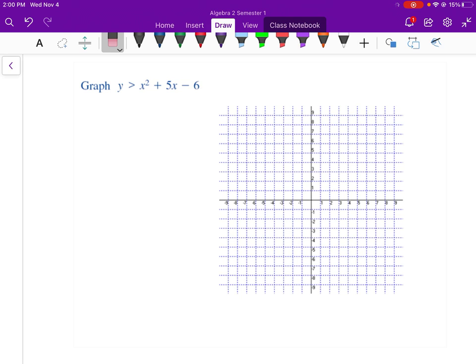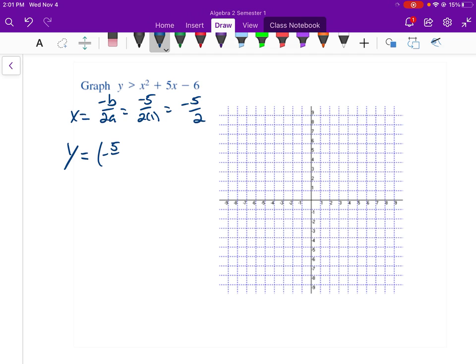So for the first one, we have a quadratic that is in standard form. So the first thing we need to do is find the vertex. Again, to find the x-coordinate in standard form for the vertex, negative b over 2a. So in this case, negative 5 over 2 times 1, which will give us negative 5 halves. So again, that's our x-coordinate. In order to find the y-coordinate then, you are going to plug that into the quadratic.